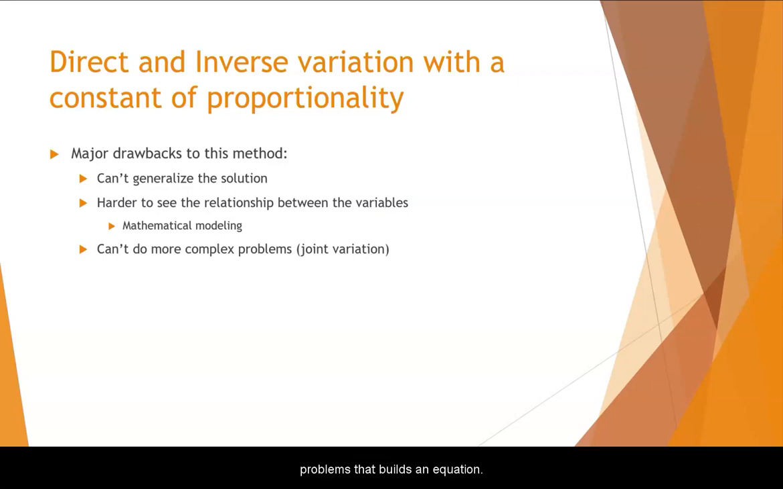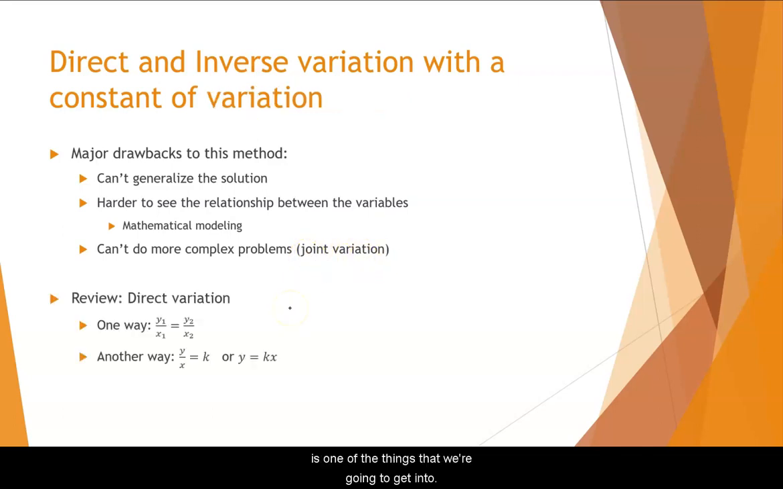So the major drawback to thinking about direct variation simply as a proportion is it's difficult to generalize the solution, to see the mathematical pattern. We can set up proportions when we're dealing with just case A, case B, and solve it. So it's harder to do more complex problems. Specifically, it's harder to do joint variation problems, which is one of the things that we're going to get into.